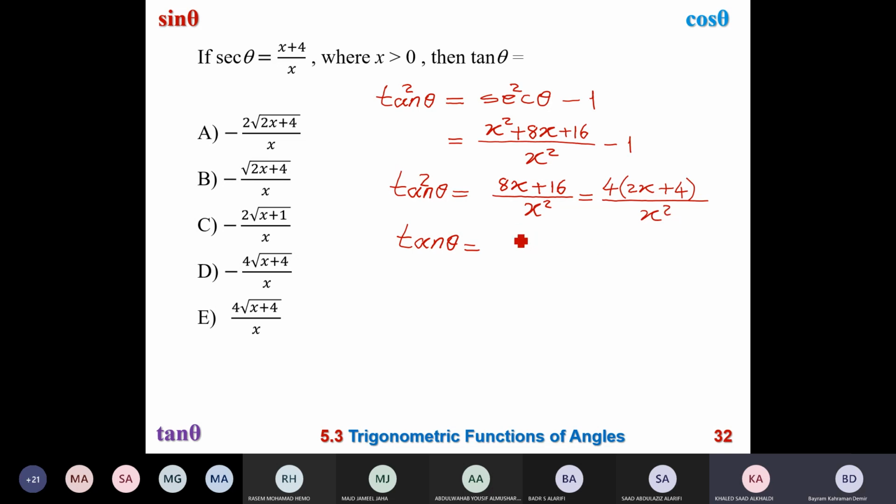Okay. Now, when you take the root, you need to have positive or negative. The root of 4 is 2. Yes. Root of 2x plus 4 over x, and then divided by absolute value of x, Shabab, right? Yes. The root of x squared is the absolute value of x.